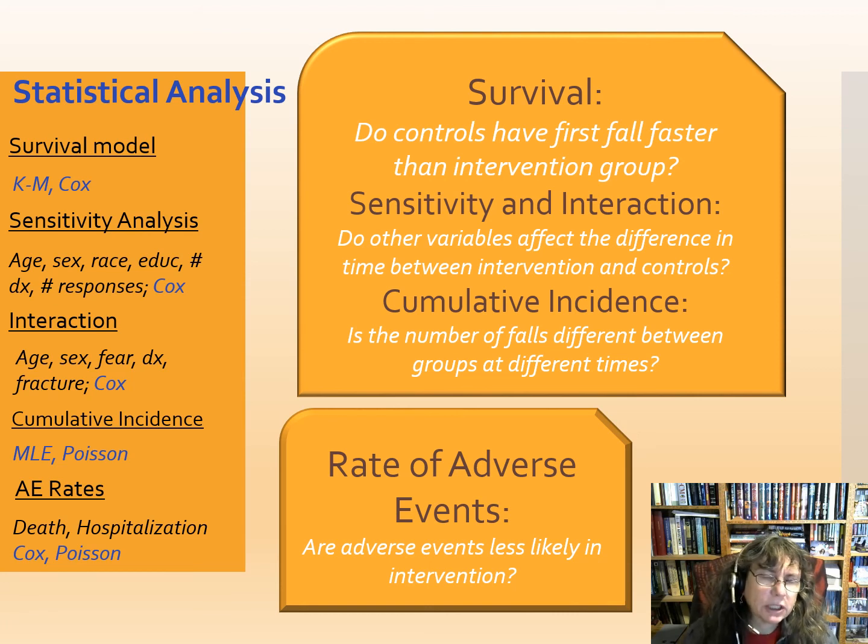The next question that's kind of a subset after the survival question on the falls is, what's the rate of adverse events? Is this intervention helping to keep people from either being hospitalized or from dying? So they had to look at those questions, and they used the Cox model for the deaths, and they used the Poisson model for hospitalization because that's also the number of events. That's what they used for the statistics to answer their key questions.